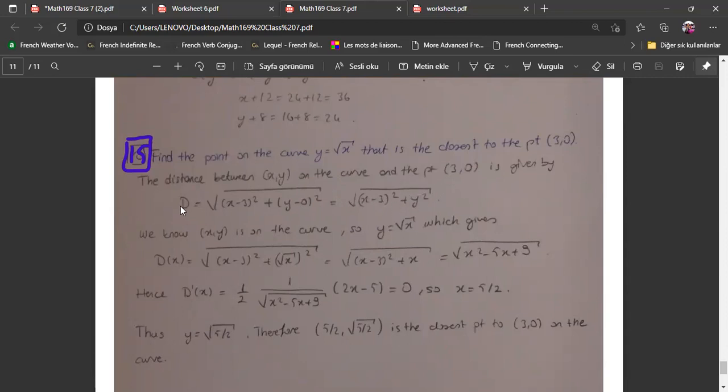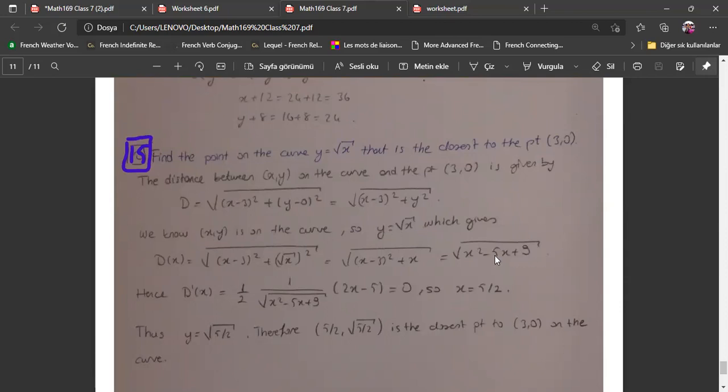So you see, again, we have a function with two variables, x and y. So we need to write one of them in terms of the other to obtain a function in terms of only one variable. So we know that point x comma y is on the curve, so it should satisfy this equality. So we have y equals square root of x. Now just plug here y equals square root of x, so we get this now.